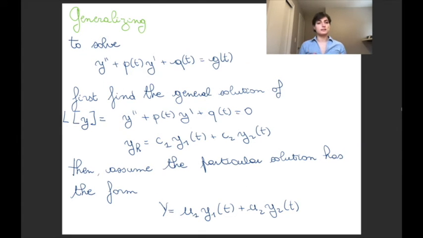So generalizing this approach, to solve a non-homogeneous second-order linear ODE, we first find the general solution of the homogeneous ODE. So we're setting y'' plus p(t) y' plus q(t) y equal to 0, and we get the general homogeneous solution being c1 y1 plus c2 y2. Then we assume that the particular solution has the form u1 y1 plus u2 y2.